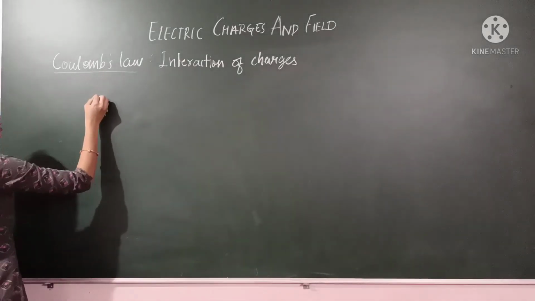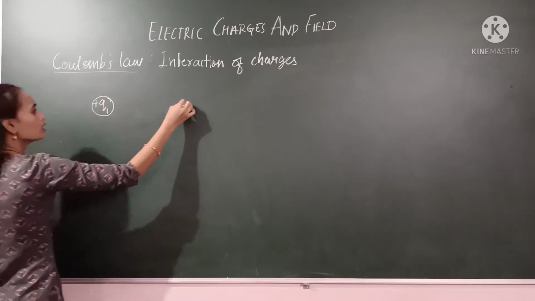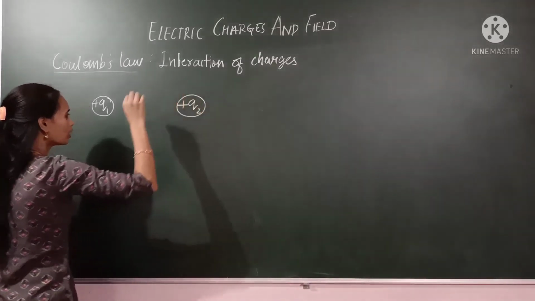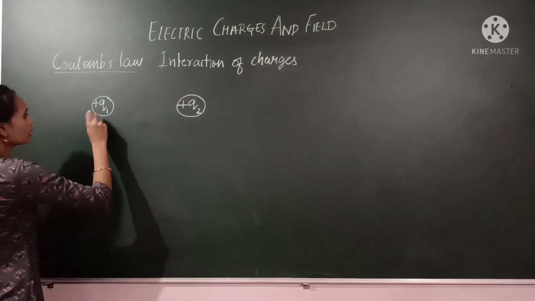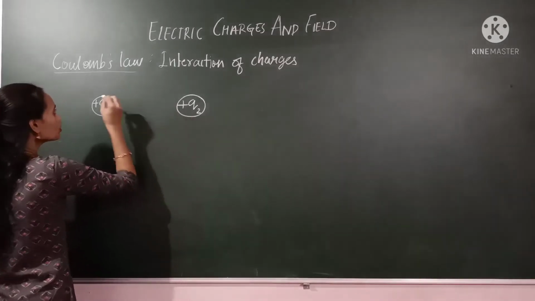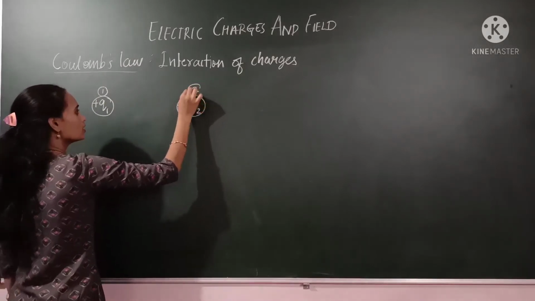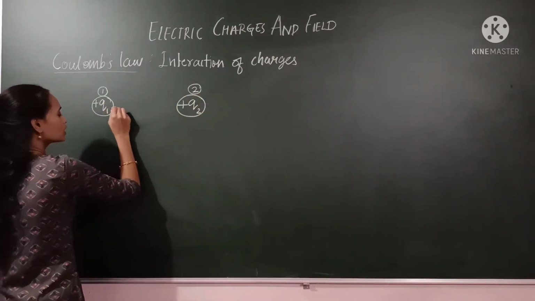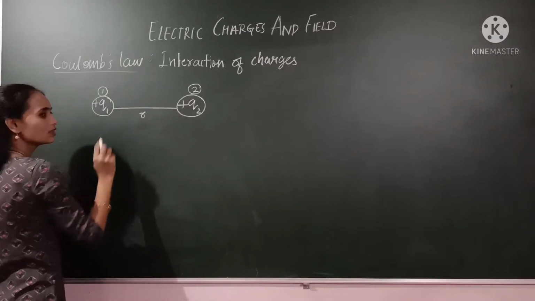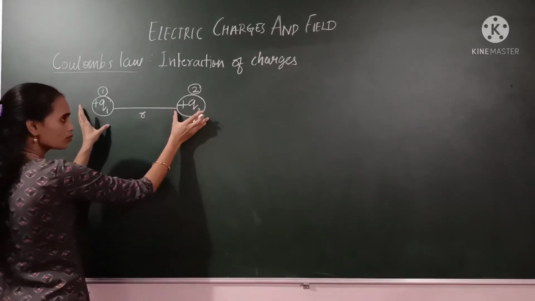So first we will take one plus charge Q1, and here we will take one plus charge Q2. Here we are taking two charges. You can take any type of charges, positive or negative. Here I have taken one positive charge Q1 and one positive charge Q2. We will call this the first charge and this the second charge, and both charges are kept at a distance of r, meaning the distance of separation between the two charges is r.